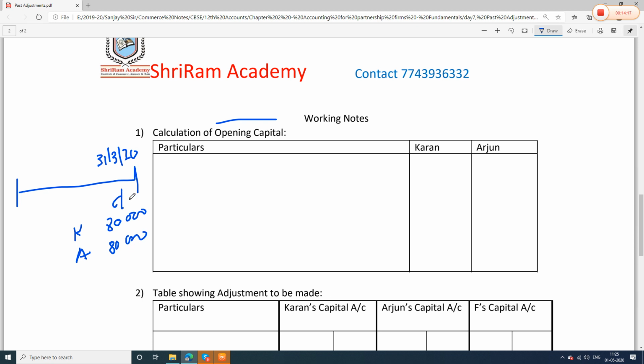Now this is closing capital. We cannot calculate interest on closing capital. We have to calculate interest on opening capital, meaning what was their capital at the beginning of the year. We don't know this. So we have closing capital, and we will take closing capital: Karan 80,000, Arjun 80,000. Perfectly fine. Then we will see what all happened during the year.